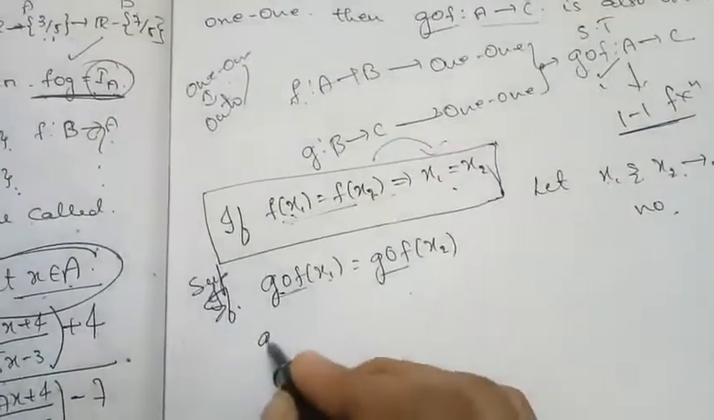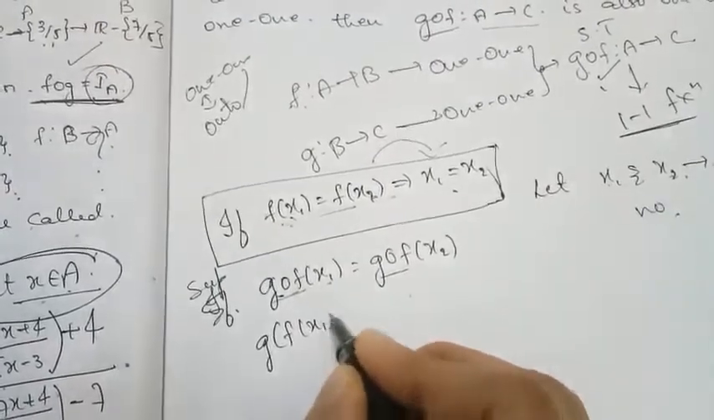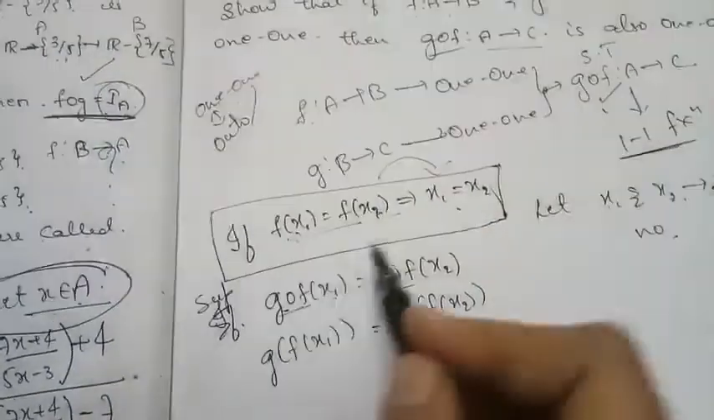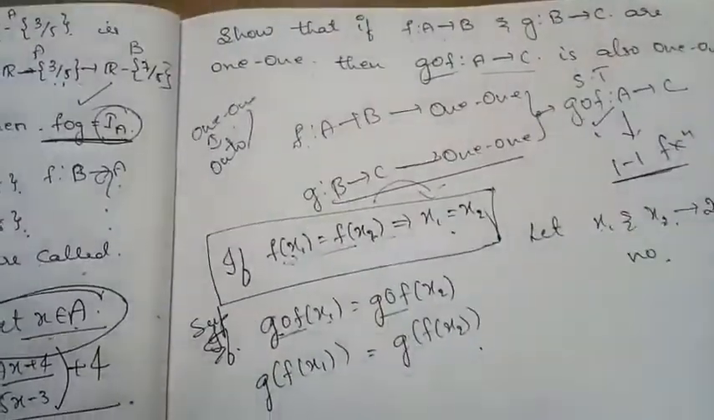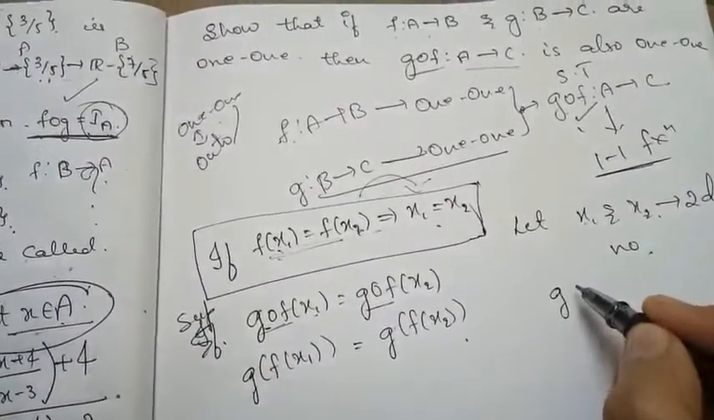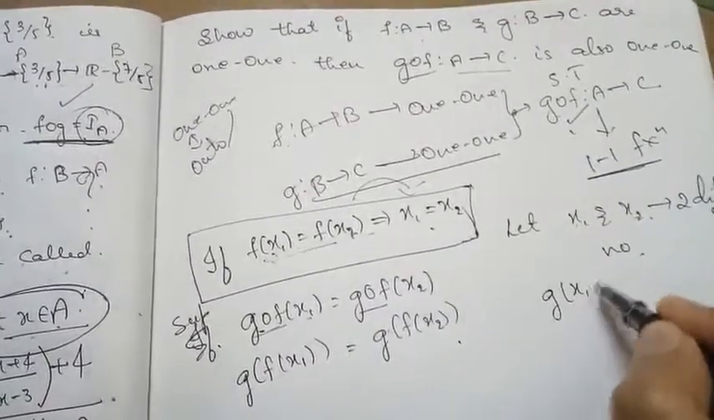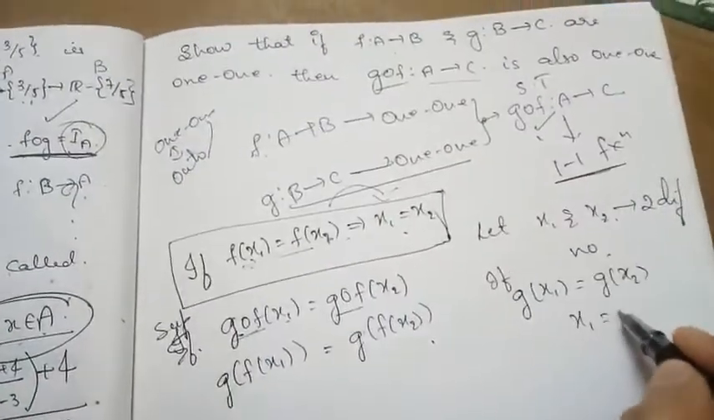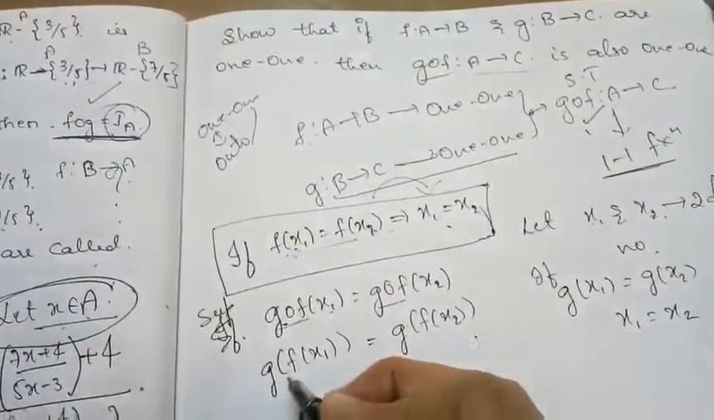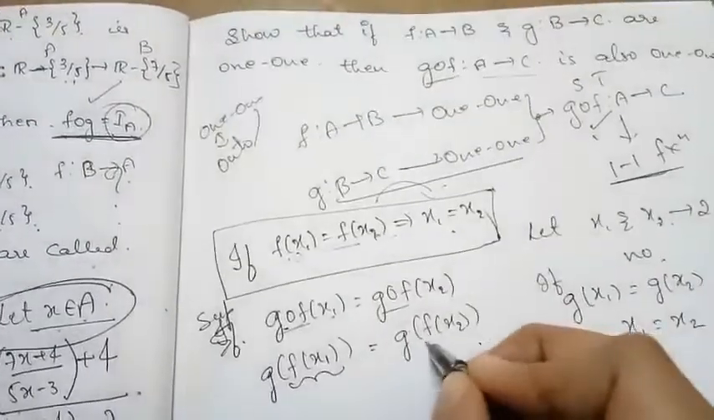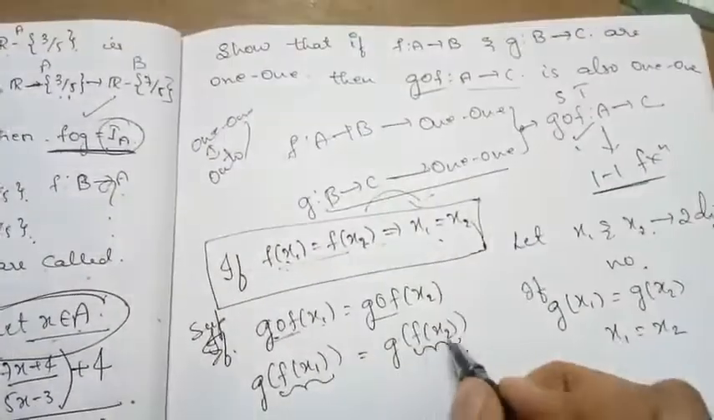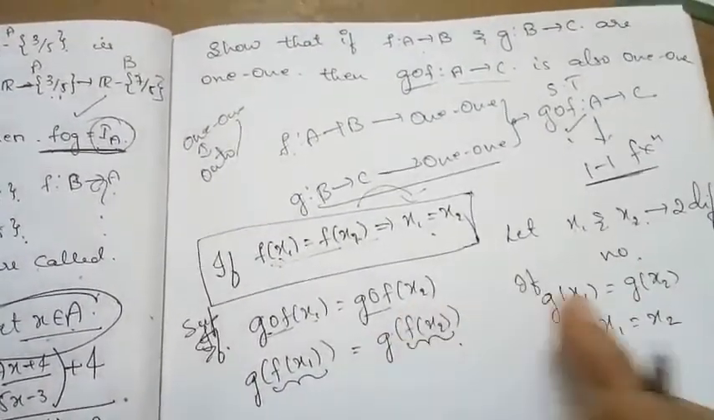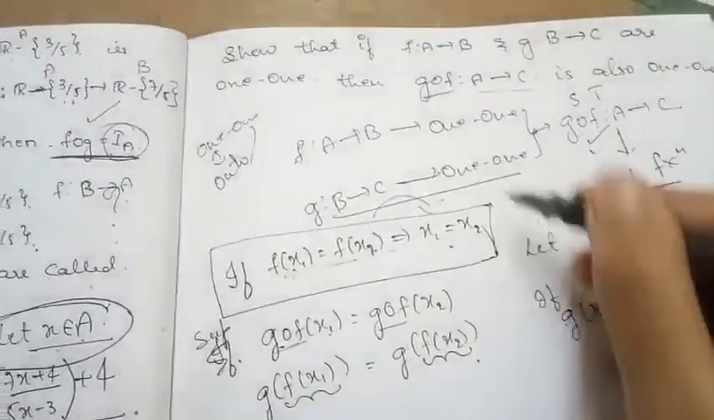So g of f of x means what? It is nothing but g of f of x1. So this is also equal to g of f of x2. Now we know that g is a one-one function. So g is one-one means what does that imply? If g of x1 is equal to g of x2, then x1 is equal to x2. Here in the place of x1 we have f of x1, and in the place of x2 we have f of x2. So g of x1 is equal to g of x2 means x1 is equal to x2, because the function g is one-one.